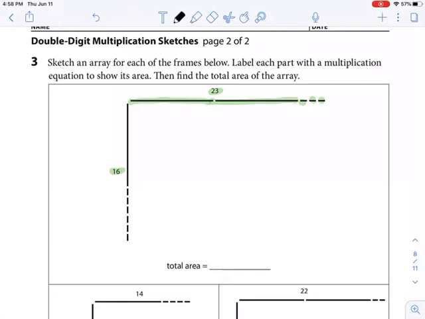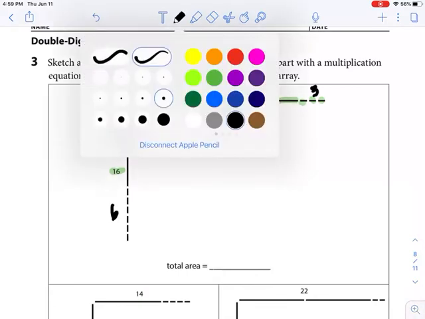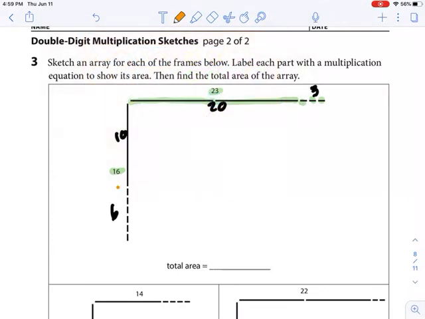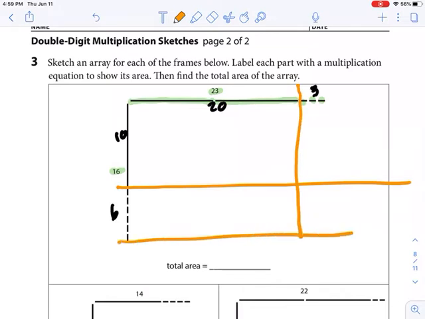So I'm going to go ahead and start by labeling my frame. So I know that this is 10, and I have two strips. I know that that is worth 20. I have 3 units, and I have 6 units here. I'm going to go ahead and mark my area model, right? Would look just like this, and if I want to close it off, it would look like that.